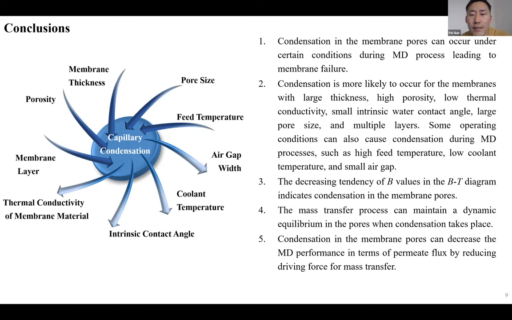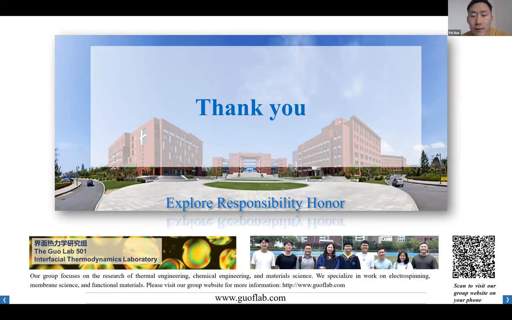The decreasing tendency of the B value in the BT diagram indicates condensation in the membrane pores. In the membrane, the mass transfer processes can maintain a dynamic equilibrium in the pores when condensation takes place. Condensation in the membrane pores can decrease the membrane performance in terms of permeate flux by reducing the driving force for membrane transfer. And that's all, thank you.